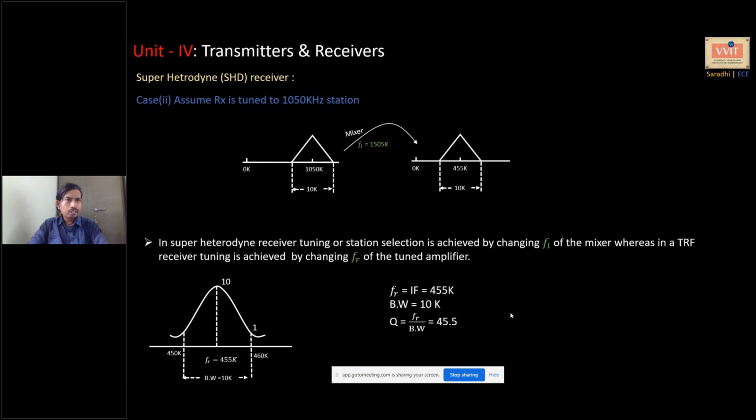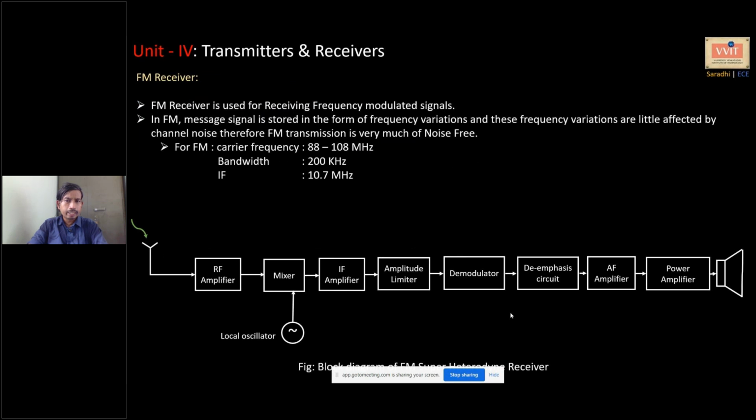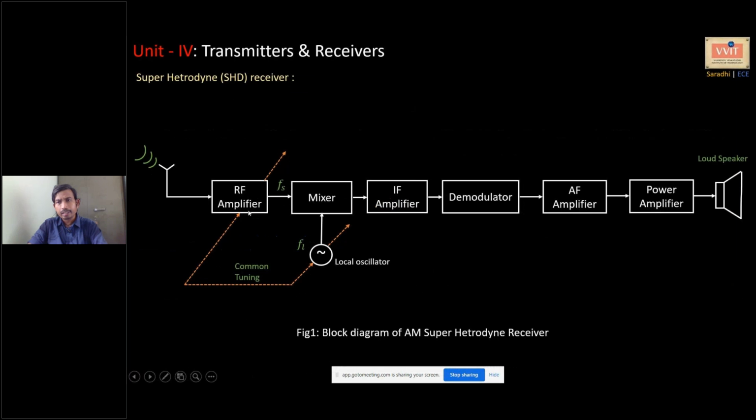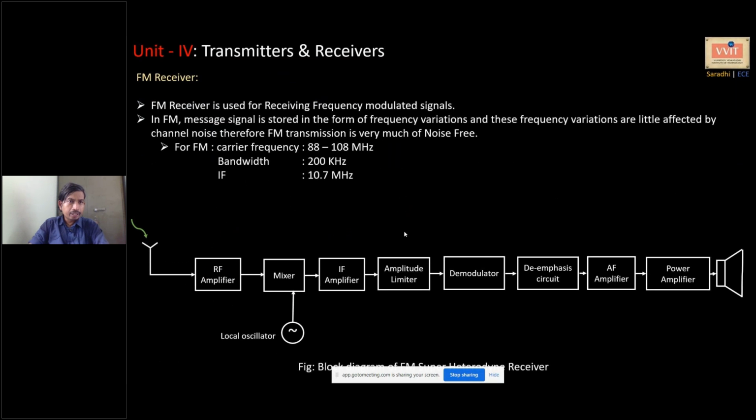Now the FM receiver, if you look at it, it is like this. Standard values are 88 megahertz to 108 megahertz, and 200 kilohertz is the bandwidth. This superheterodyne receiver was discussed for the AM receiver. Now I am discussing the superheterodyne receiver for receiving FM signals.